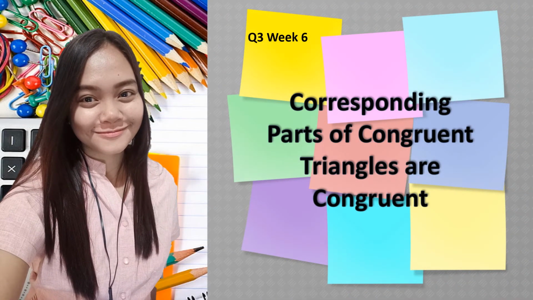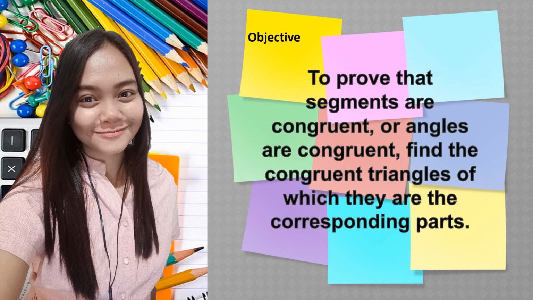Now, after we discuss how to prove two triangles using the different postulates, let's discuss how can we prove the corresponding parts of congruent triangles are congruent, na kung saan kilala din as CPCTC. So, the objective, to prove that segments are congruent or angles are congruent, find the congruent triangles of which they are corresponding parts.